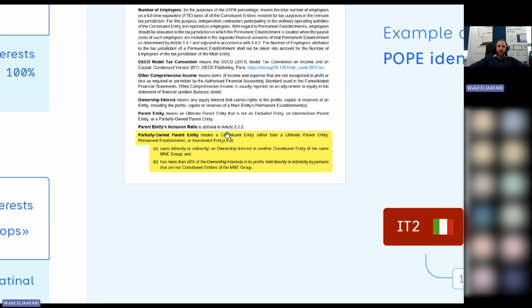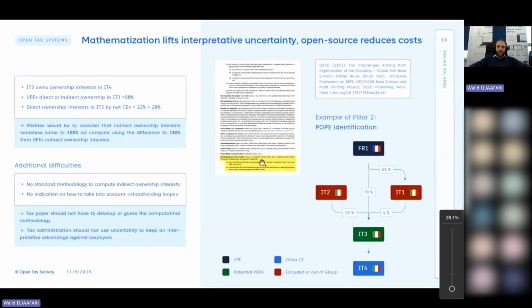So basically, a POPI, and most of you know it, is an entity that is not the ultimate parent entity, that has a subsidiary within the group, and that is a constituent entity, and that has more than 20% of the ownership interest held directly or indirectly by persons that are not constituent entities of the MNE group. So it may seem clear, but the first discussions that we had with some of our partners, they considered that the threshold is 80%, meaning that if FR1 owns more than 80% directly or indirectly of Italy 3 in this case here, then we will have identified the POPI here.